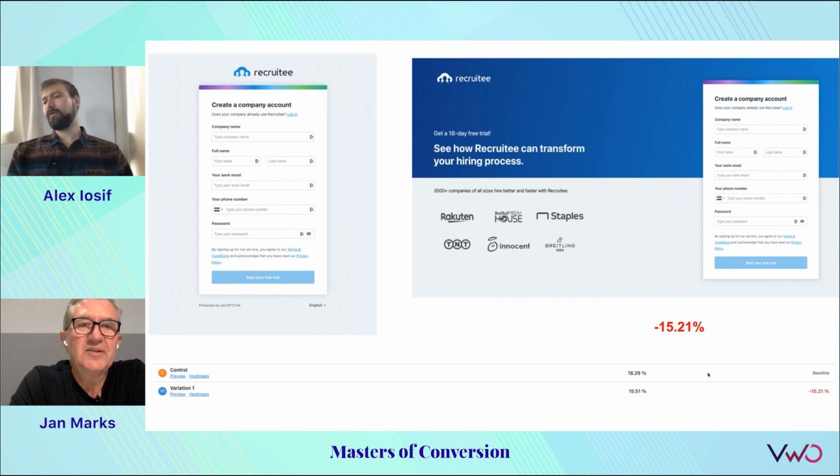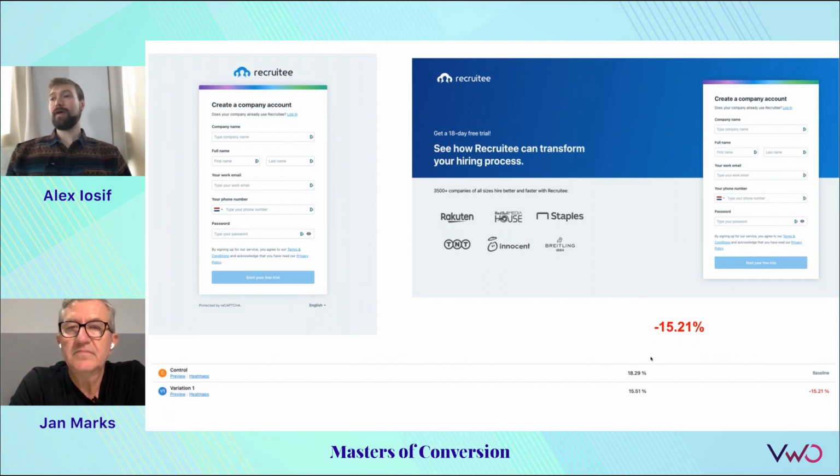We stopped it early. It was about 300 conversions in, and we stopped it before it reached significance because it was affecting the bottom line too hard. It was very clear that that line will never get to the right, to green.